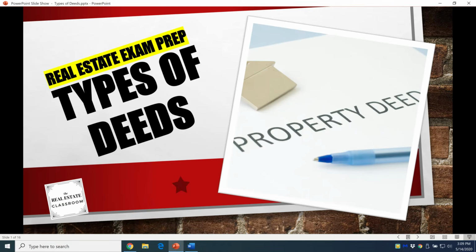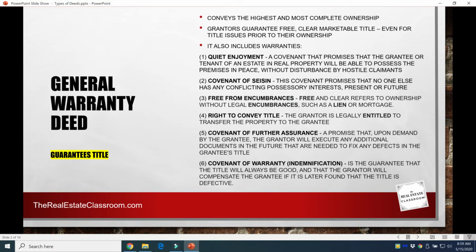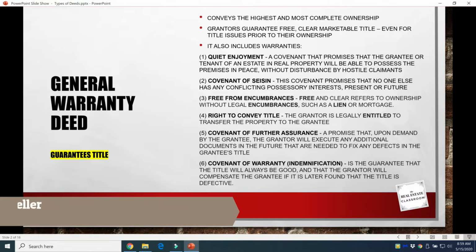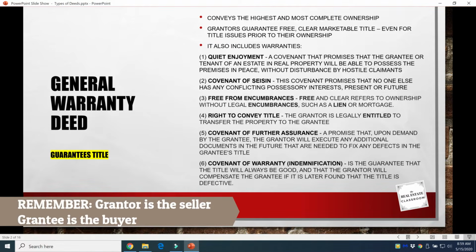All right, so let's jump to the different types of deeds that you're going to have to know if you want to pass your real estate licensing exam. Now, the first type of deed I'm going to talk about is what's called a general warranty deed, or sometimes called just simply a warranty deed. Now, the grantor guarantees the grantee title. Remember, the grantor is the seller or the person that's conveying title, and the grantee is the person that's receiving the title, usually the buyer.